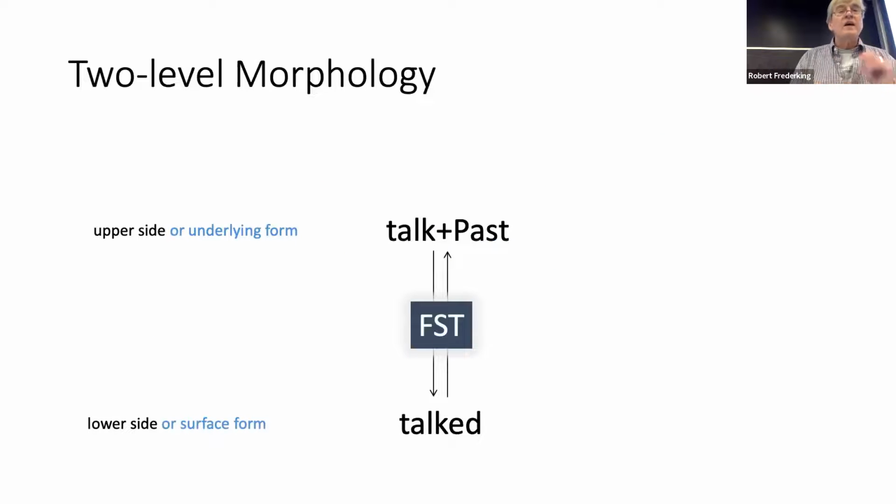This whole approach is actually called 2-level morphology, with the idea that there's a surface level and a deep level, and the deep level they call the upper side or the underlying form, and the surface form is also called the lower side. And you just have this machine that if you give it something on the one side, it produces the right thing on the other side, and vice versa. And the guy who did this got famous for doing that.